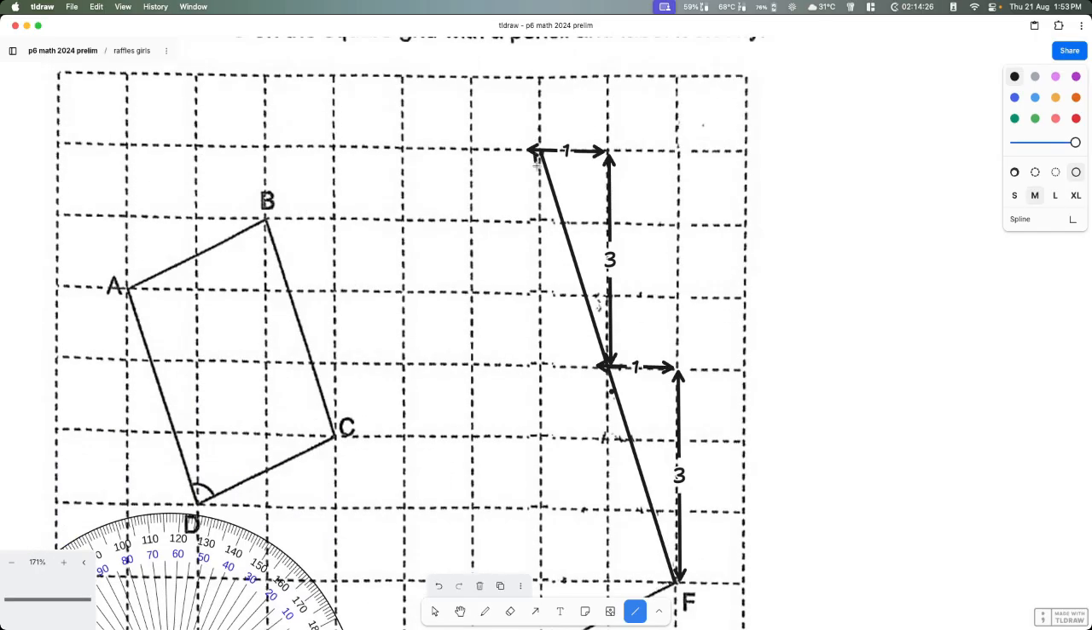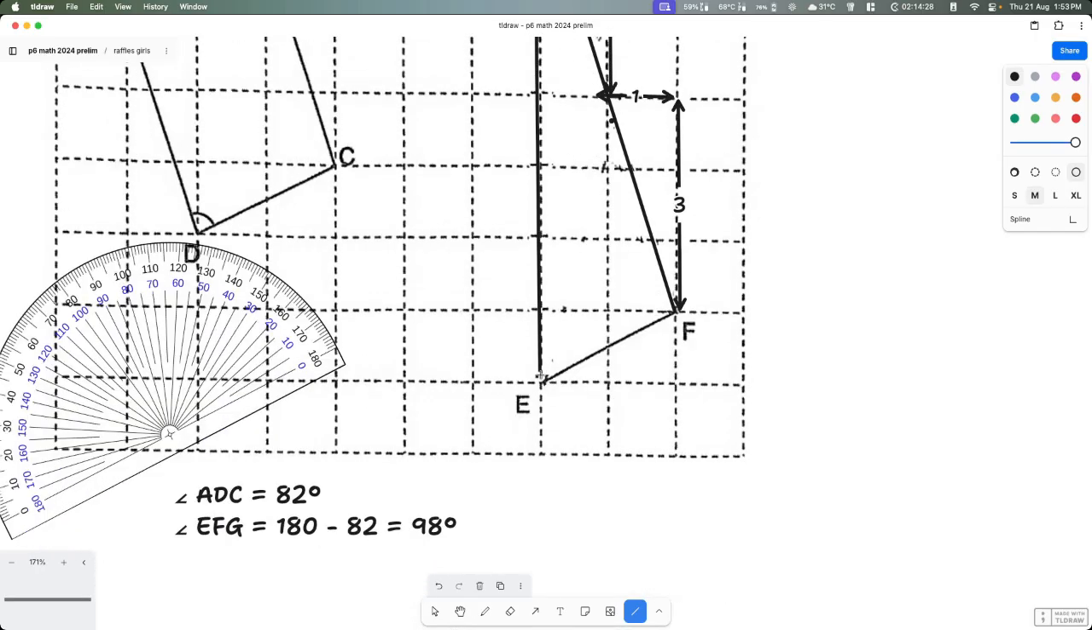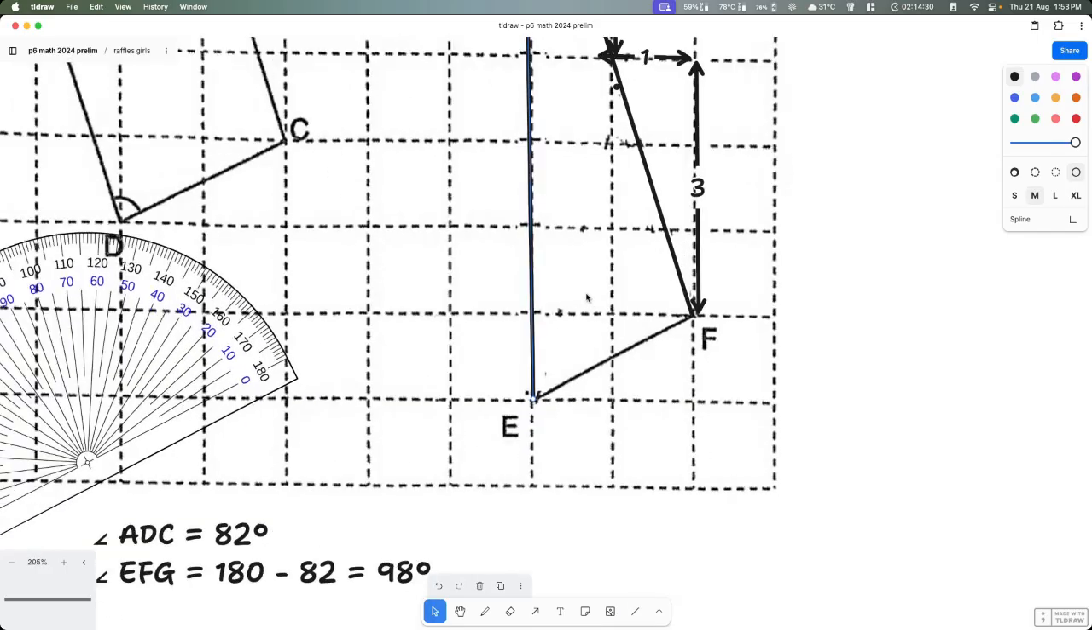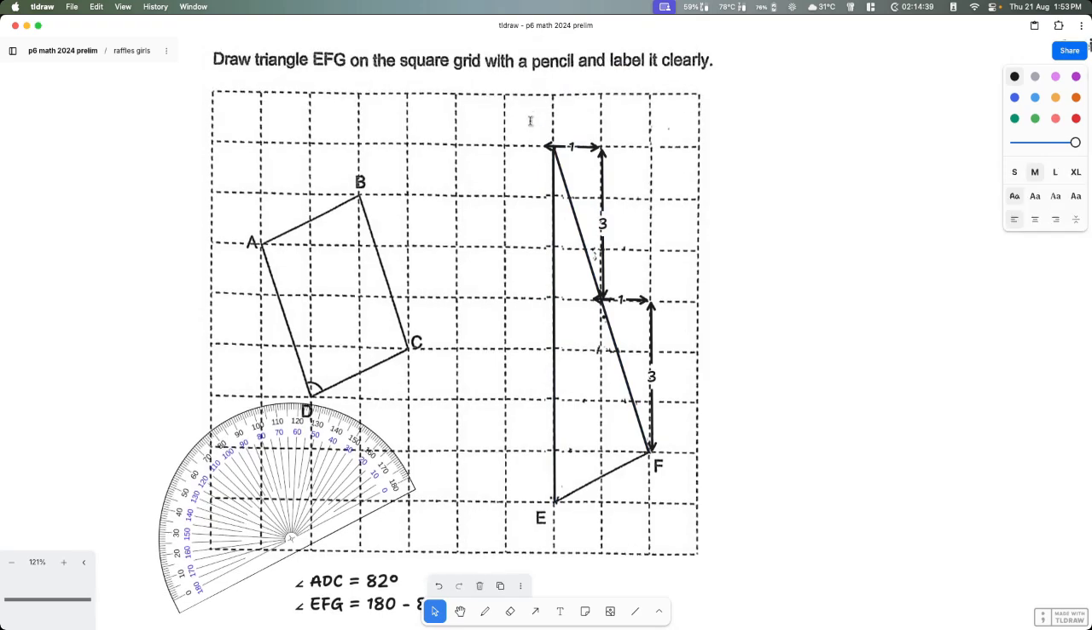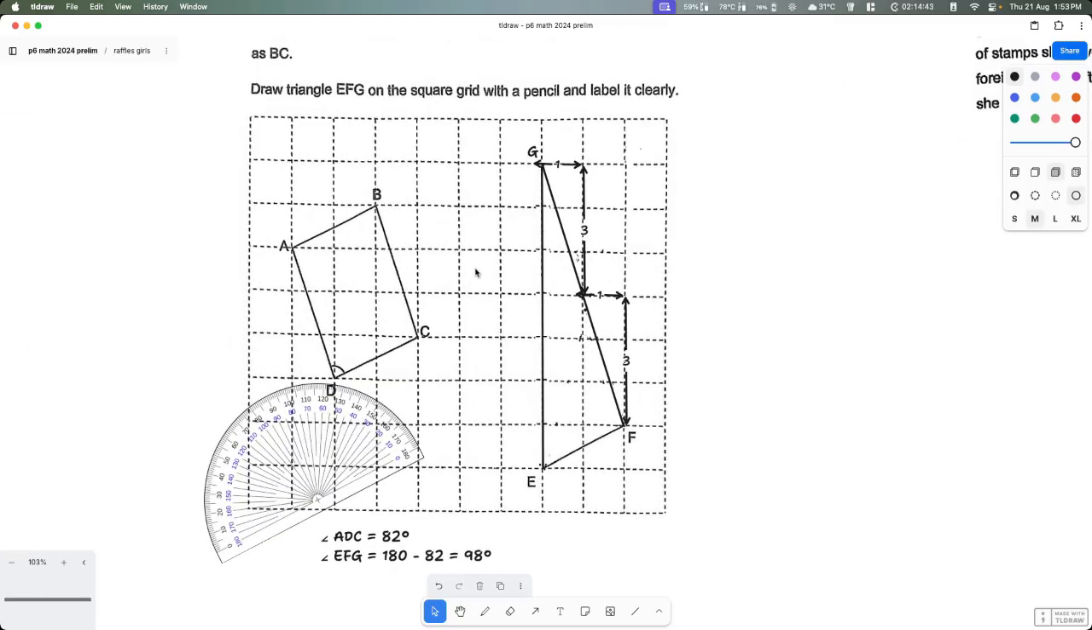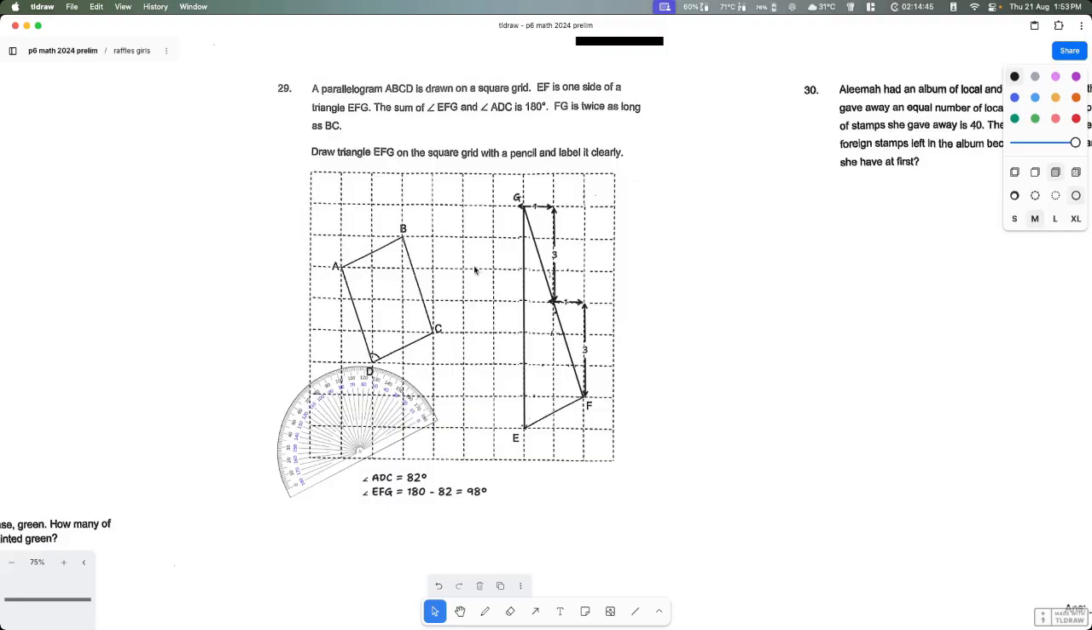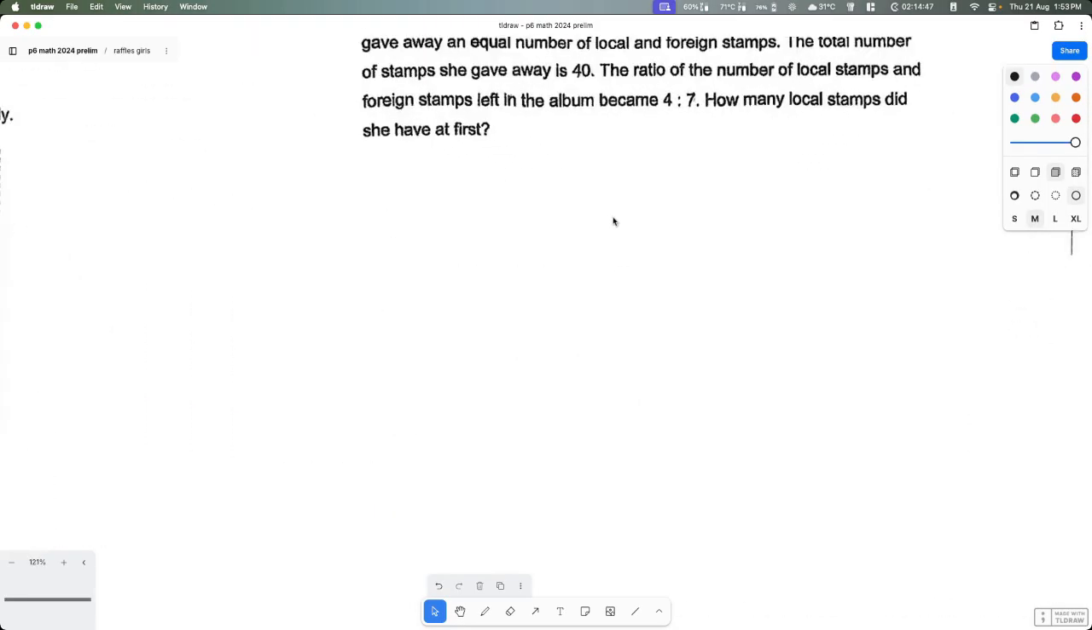So let's draw another line to E over here. Okay, there you go. That's the answer, right? So this is G in this case. All right, that's it. Let's move on to the next and last question over here.